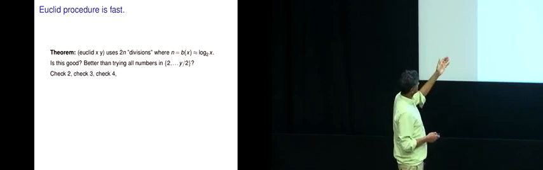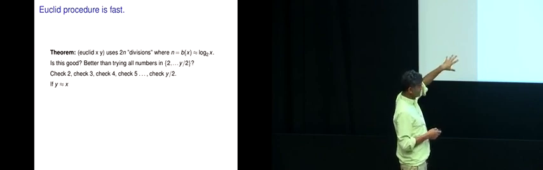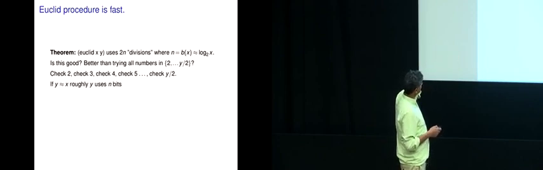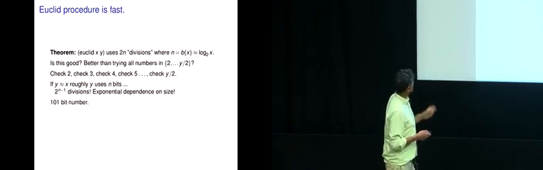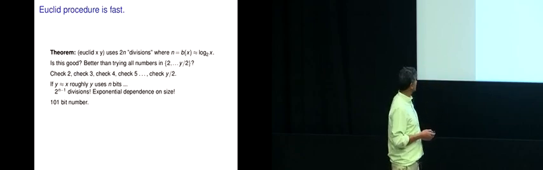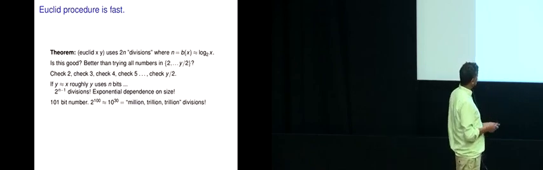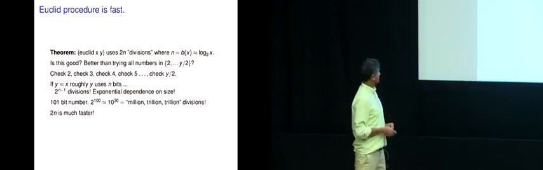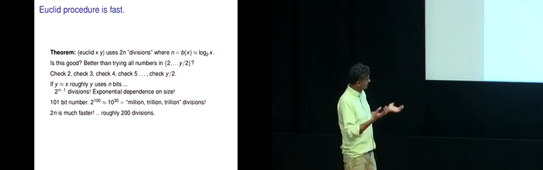Okay, if you do this algorithm, y is approximately x. Let's just assume that. It roughly uses n bits. So there's 2 to the n minus 1 divisions, right? So you'd much rather do 2n divisions than 2 to the n minus 1, right? 2 to the n minus 1 goes very fast. For a 100-bit number, 2 to the n minus 1 is a lot of divisions, okay? 10 to the 30, it's a lot of divisions. 2n is much faster, right? Roughly 200 divisions. So you'd rather do 200 divisions than that number.